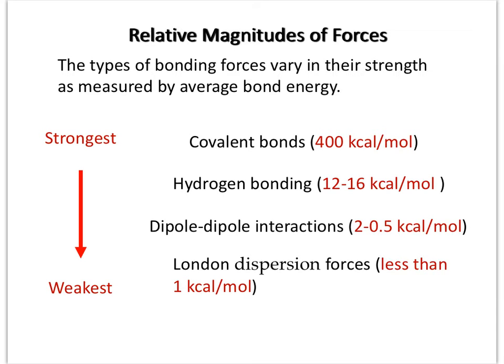In terms of strength of forces, it's based really on energy here. A covalent, an actual bond is going to be stronger than any of the intermolecular forces that we're going to talk about. Hydrogen bonding is pretty strong, but you could see the difference in magnitude here, how much energy it would take to break one of these connective forces. Covalent bonds are on average 400 kilocalories per mole, whereas hydrogen bonding is only 12 to 16 kilocalories per mole to break.